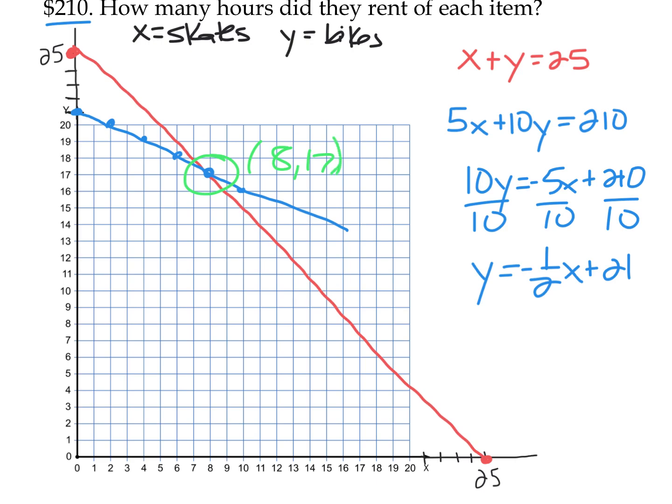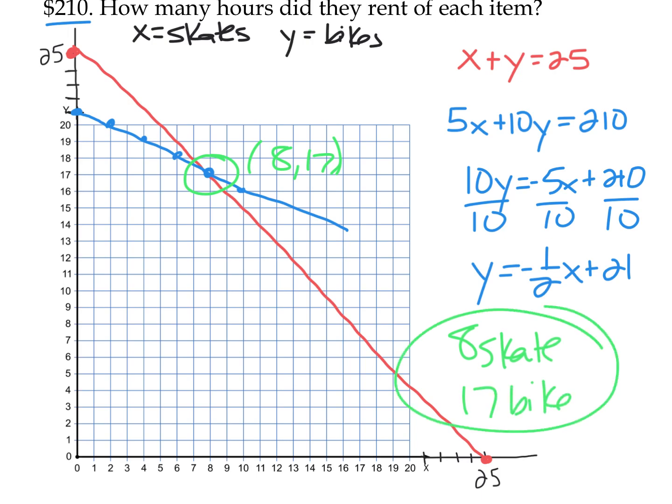I should plug in (8, 17) to both equations. 8 plus 17 equals 25 if I plug it into the first equation. If I do 5 times 8, that's 40, plus 10 times 17 is 170. So 40 plus 170 is 210. So that would solve both of those equations. That means they rented 8 skates for an hour and 17 bicycles. So 8 skate rentals, 17 bike rentals, and that gives me my solution to that situation based on writing a system of equations and finding the point where their graphs intersect, which is the only ordered pair that solves both equations in the system.